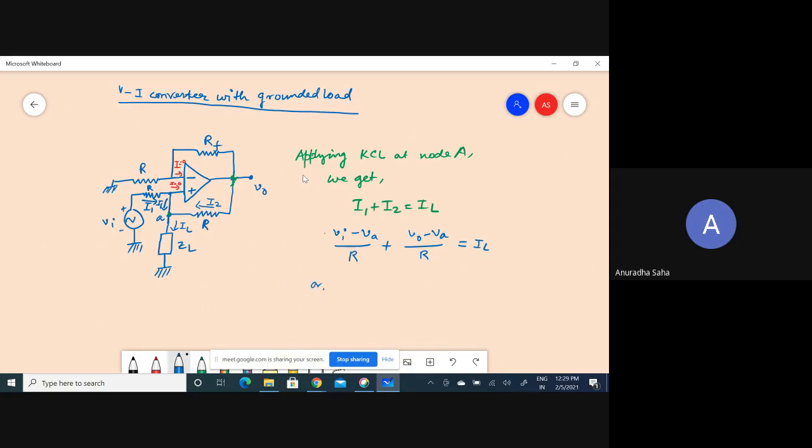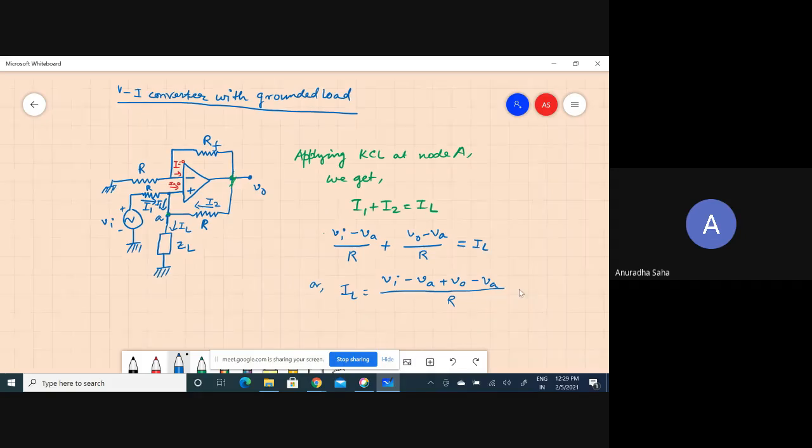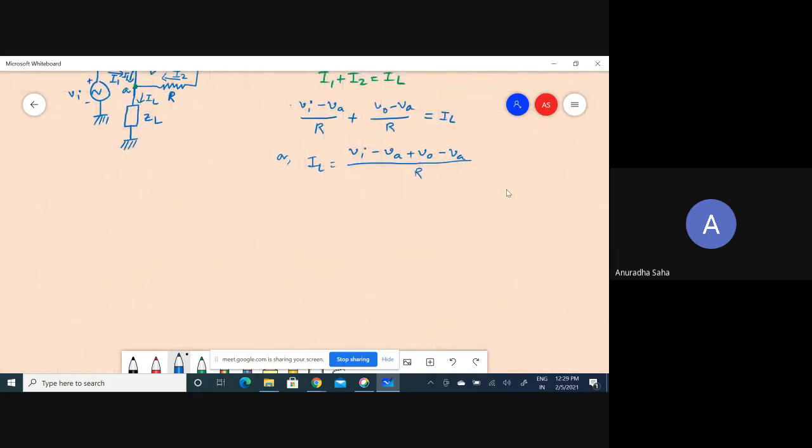Now I'm going to simplify, right? IL equal to VI minus VA plus VO minus VA. So automatically you are getting VI plus VO minus 2VA, whole divided by R. This is your IL, right?